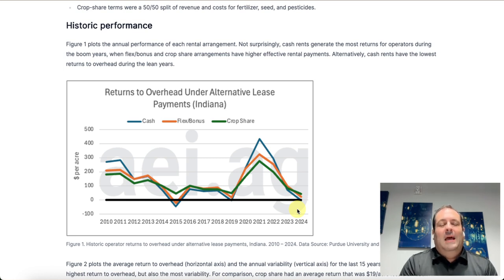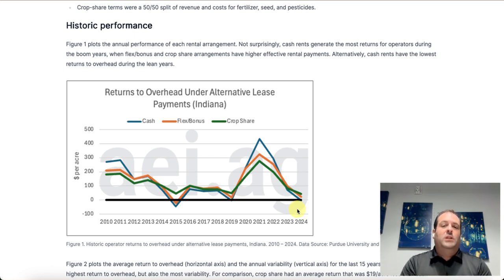Crop share, of course, has a little bit of a risk management flavor to it. It helps smooth that out a little bit, with a little less volatility or variability over time when we think about those returns to producers. The booms aren't as big and the lows aren't as low. So there's a little bit of a trade-off there.